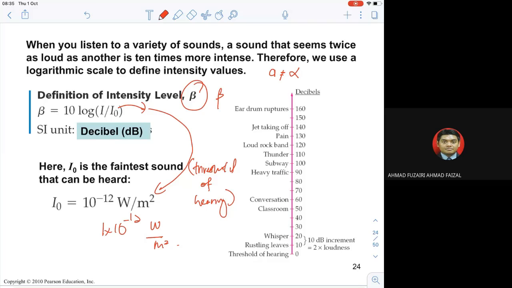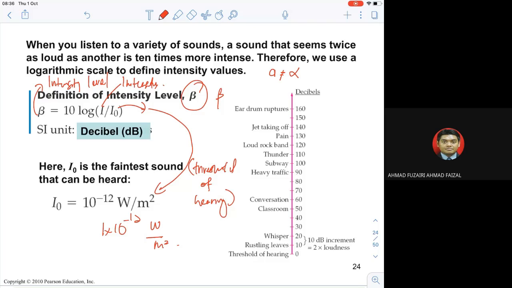intensity level. Remember, I is intensity, and beta is the intensity level. Okay, so please differentiate between intensity level and intensity. There are two different terms, one is intensity level and another one is intensity. So these are the different decibels.